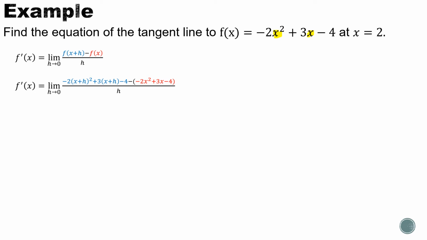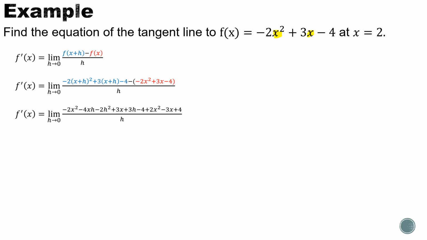h. From there, just like before, it's just a matter of simplifying over and over until you can clean this all the way up. So as I simplify my top, I'm going to multiply out the (x plus h) squared, I'm distributing the 3, and I'm distributing this negative sign. And so I'm left with negative 2x squared minus 4xh minus 2h squared plus 3x plus 3h minus 4 plus 2x squared minus 3x plus 4.